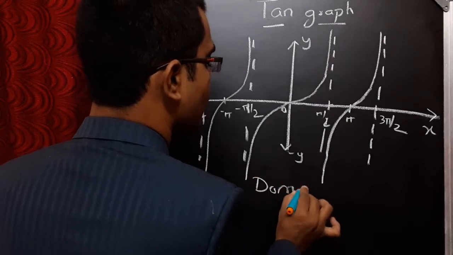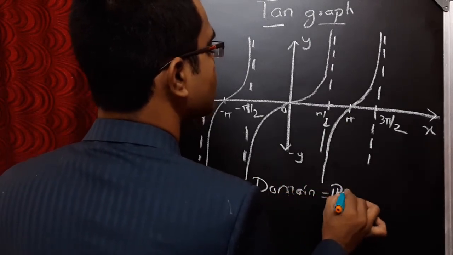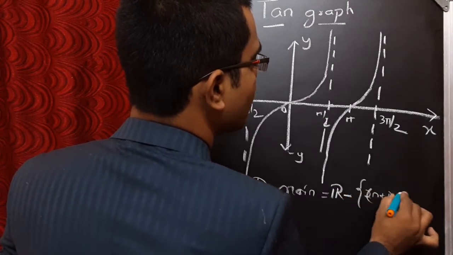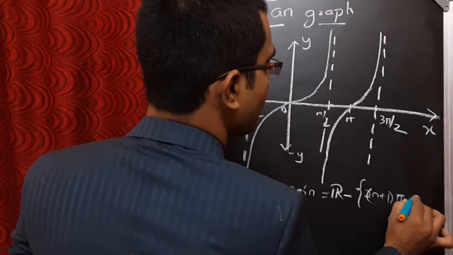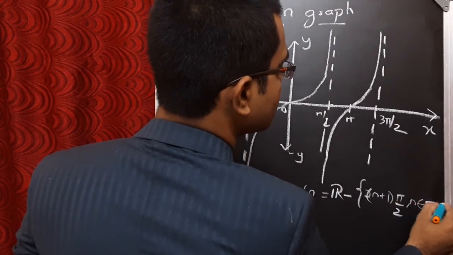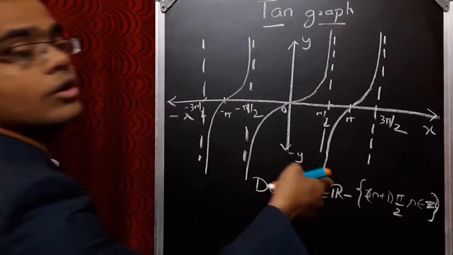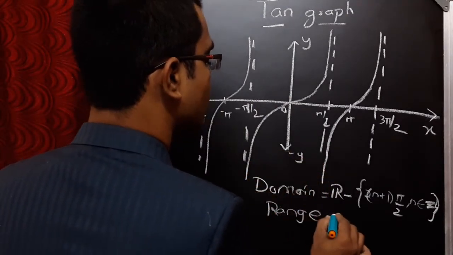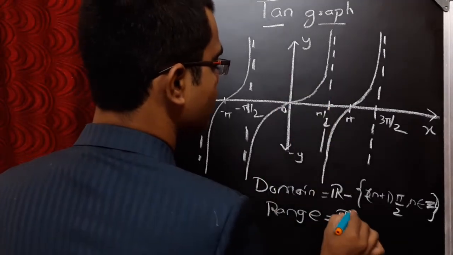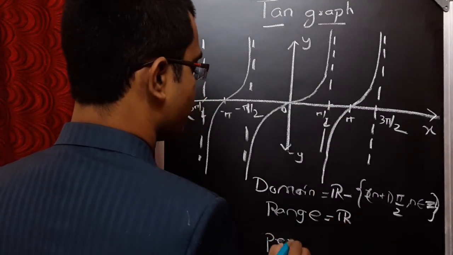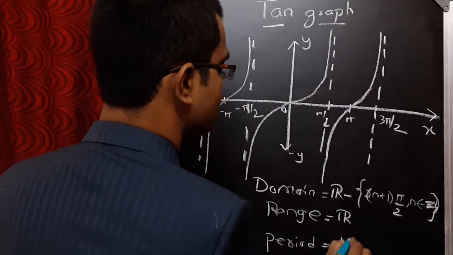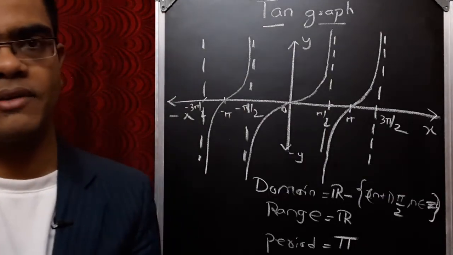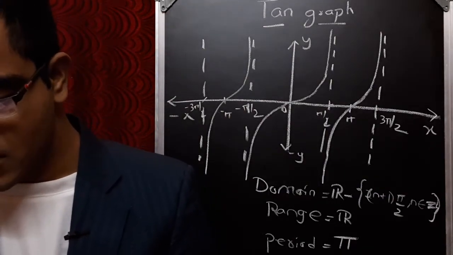So the domain is equal to all real numbers minus the set of (2n plus 1) into pi by 2, where n belongs to integers. So this is going to become the domain, because all the odd multiples we have to remove. And the range, I think, is everywhere, actually the range will be all real numbers. There is no breakage along the y-axis, and the period is just pi. So this is about the tan graph. It should be very, very clear. There is not much confusion about that.